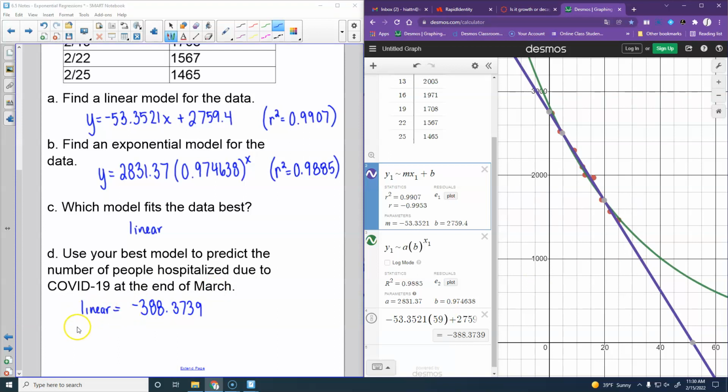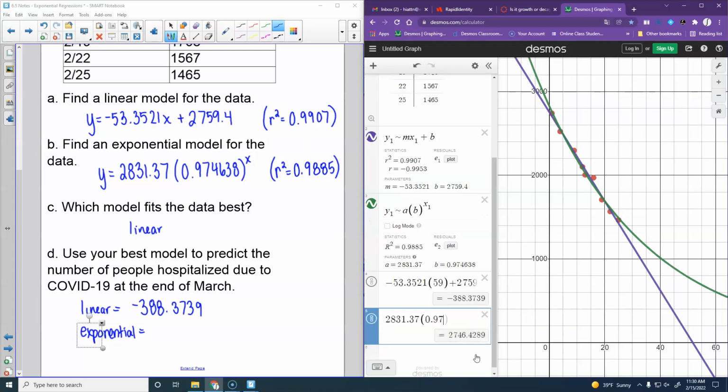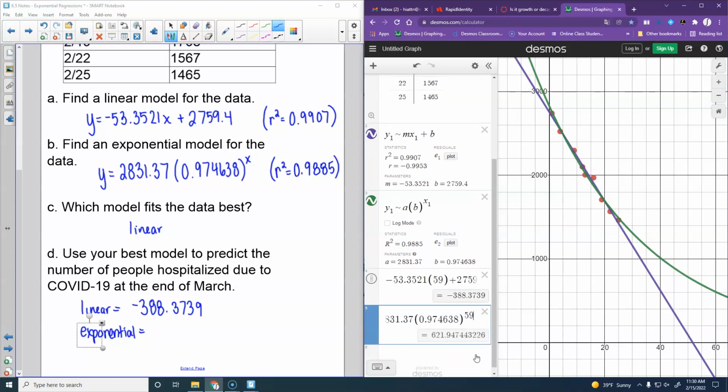Just so we can see, let's see what we'll get for exponential. For exponential, we would plug into our exponential equation, so that'd be 2831.37 times 0.974638 to the 59th power. And so the exponential prediction is 621.947. Does that seem reasonable? That looks a lot better, right, actually.